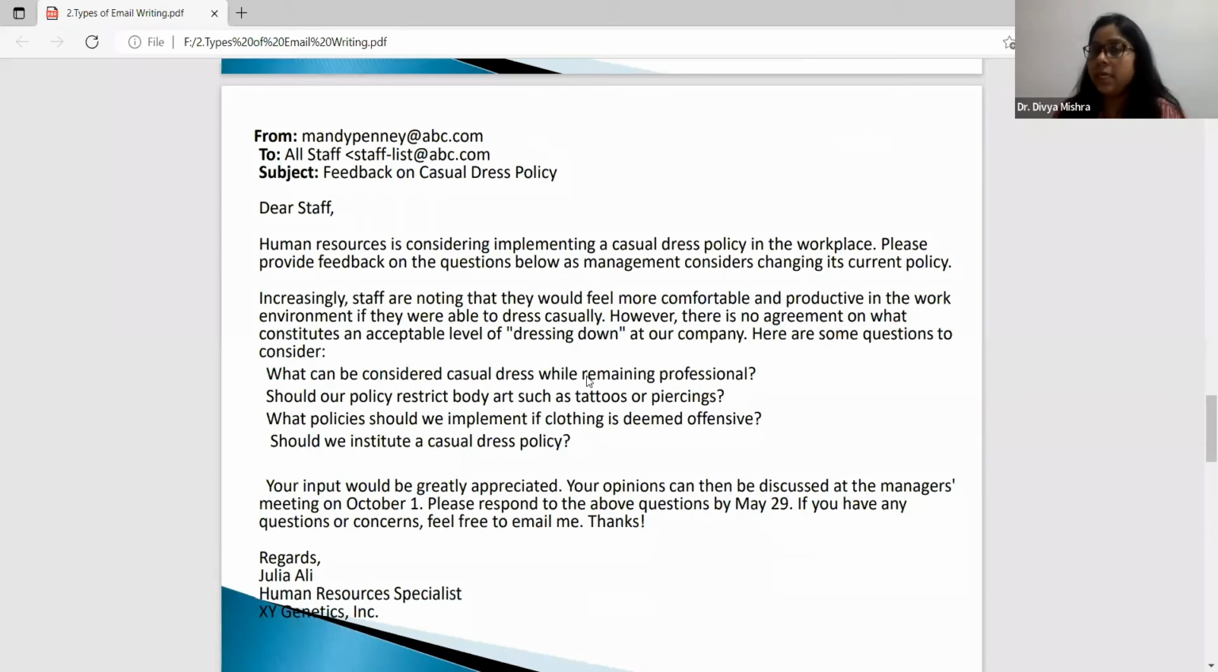Whenever we write any email, a call to action must be mentioned. What kind of action do you expect from the reader of the email? You should not write an ambiguous email. Ambiguous, I think you understand this term, means something which is not clear, not transparent. So when it comes to email writing, everything must be crystal clear. Whatever information you want from the receiver, you should write it in a clear manner.